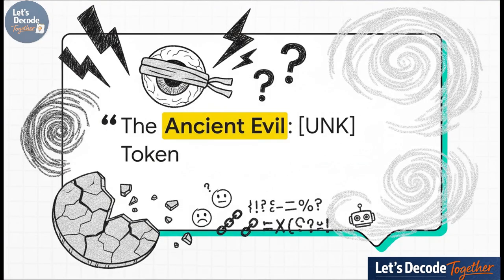In the AI world, we literally call this the ancient evil. It's the unknown token, or UNK. Before BPE came along, if an older word-level tokenizer encountered, say, a typo, or a new celebrity name, or even just internet slang, it would just spit out this dreaded unknown placeholder. This meant the model essentially saw a blank space. It completely lost that crucial information. It was totally blind to anything outside its predefined dictionary.